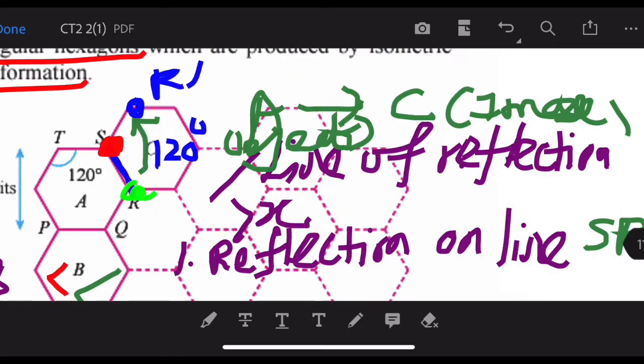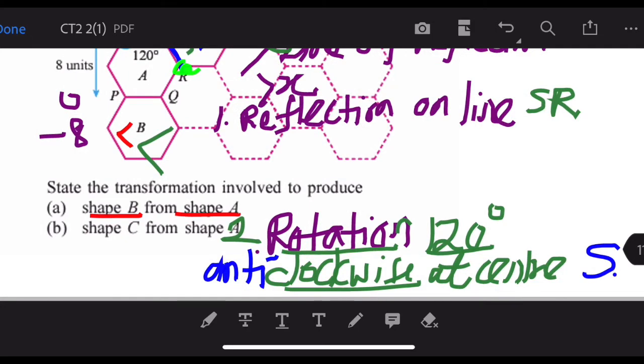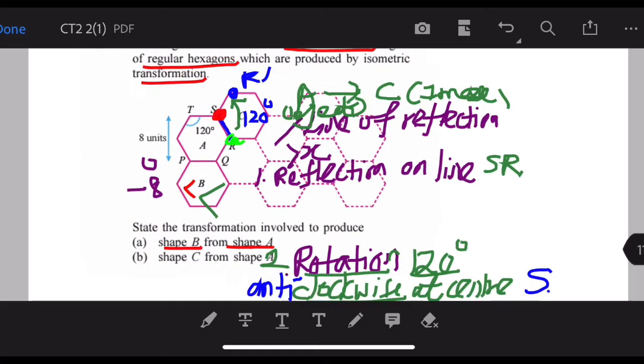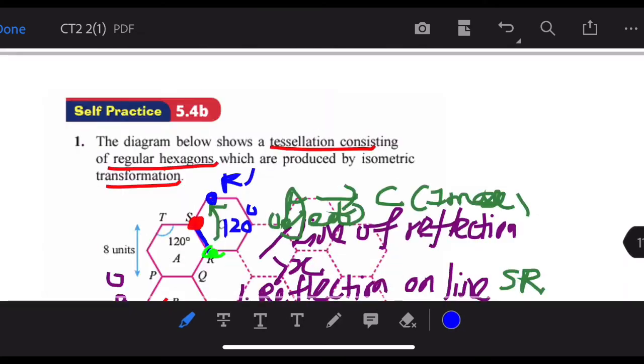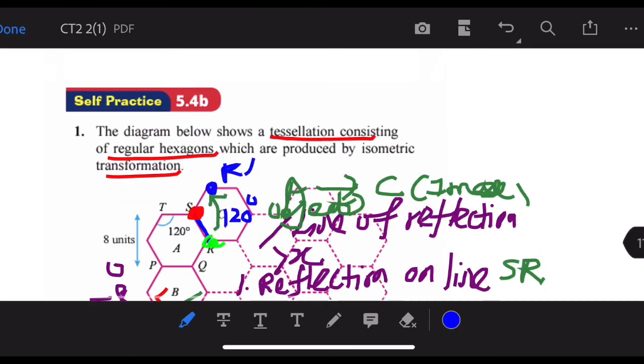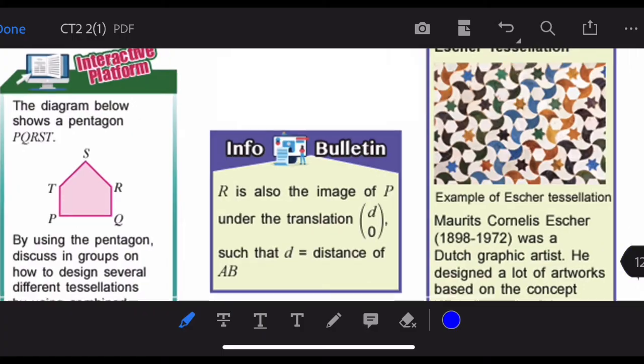Alright, so that is how we describe the transformation for the shape of tessellation. So in short, tessellation is quite easy. We have to apply the transformation to describe the transformation of the recurring shape of the pattern of the tessellation. Alright, so that's all my sharing on how to solve the question involving tessellation. Till then, bye bye, and I shall share with you more exercises in my next video.